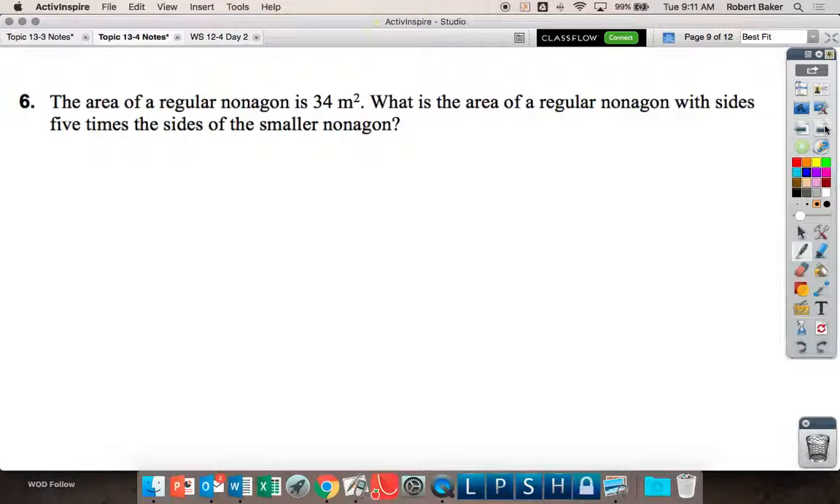One, that's a great decision. Okay, so if the side length of the small nonagon is 1, how long is the side length of the big nonagon? 5 times as big.